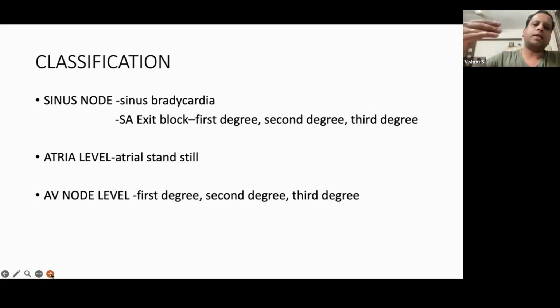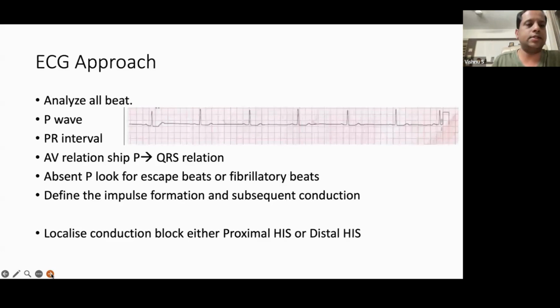From the SA node, the atria is the conducting tissue. So if block happens at the atrial level, we call it atrial standstill. The SA node is firing, but the atria is inexcitable and unable to conduct. And at the AV nodal level, that is the conduction pathway, the defect in conduction there is AV nodal first degree, second degree, third degree. We will see the ECGs.